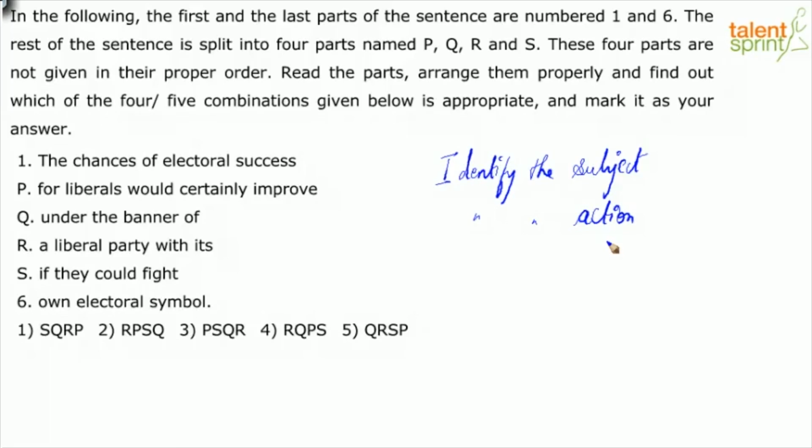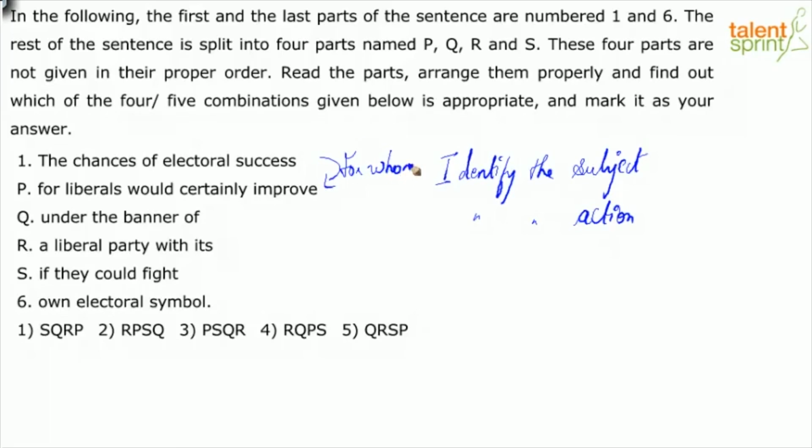So the chances of electoral success for whom? I'm asking questions. One of our strategies, right? So the chances of electoral success for whom? P, right? For liberals would certainly improve. So the chances of electoral success for liberals would certainly improve. That's right. Our subject here is liberals, correct? So we've identified that. We know that after the first part of the sentence, I have to connect it to P. Just answering the question for whom.